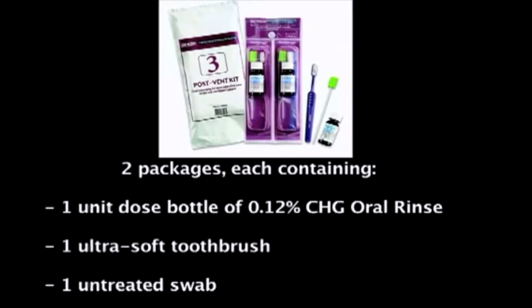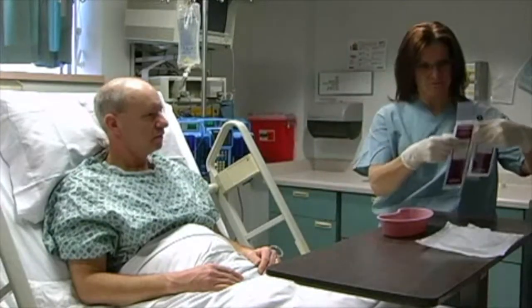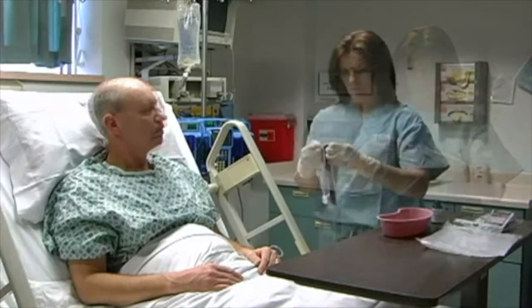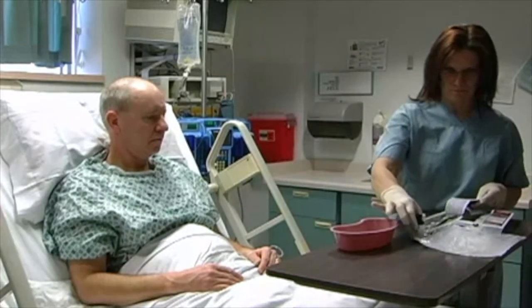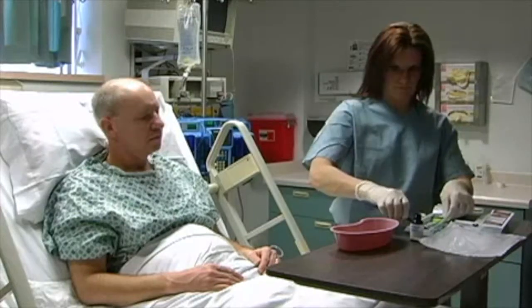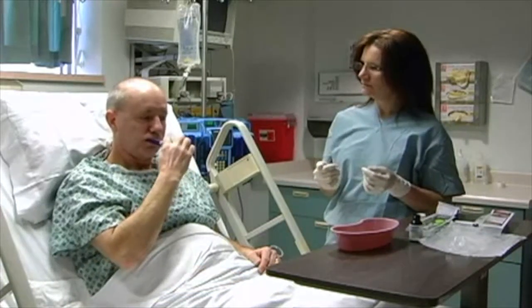Please gather your supplies. Tear open the package and remove the components. Remove the single unit bottle dose of CHG oral rinse. Peel open the package. Pour a small amount of the oral CHG rinse into the package, dip the toothbrush, and have the patient brush their teeth.